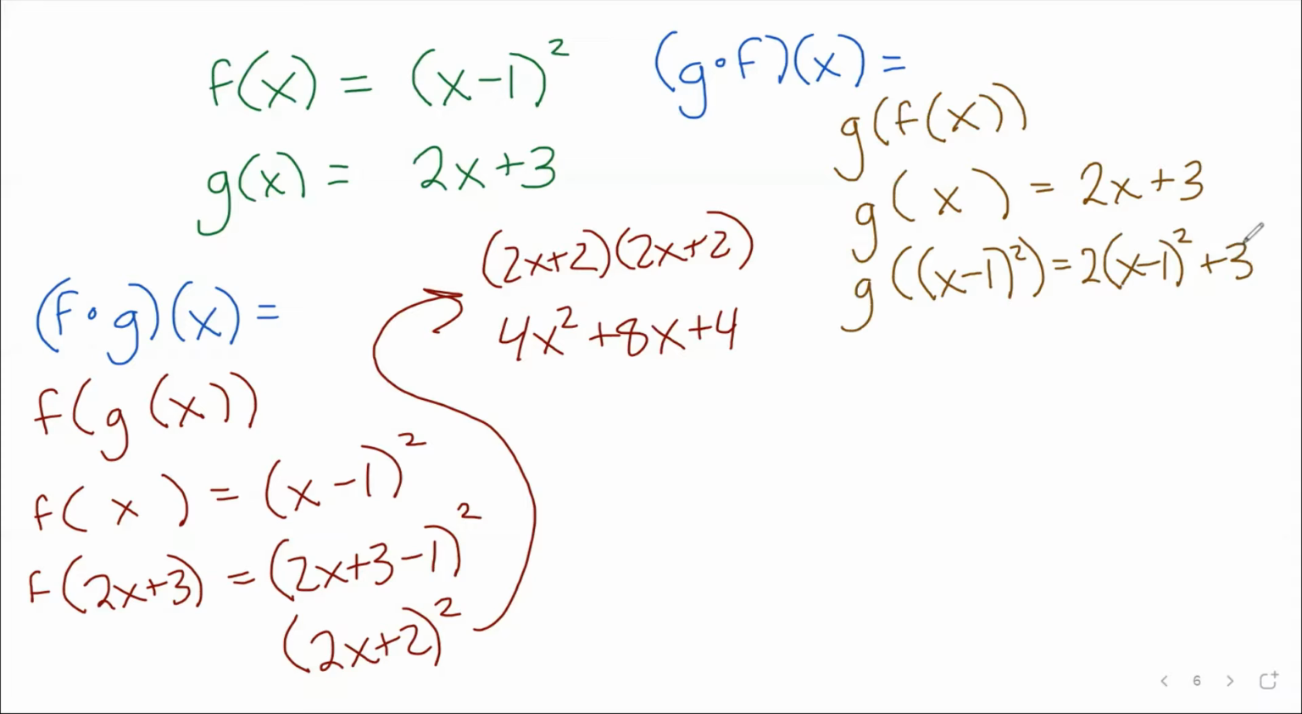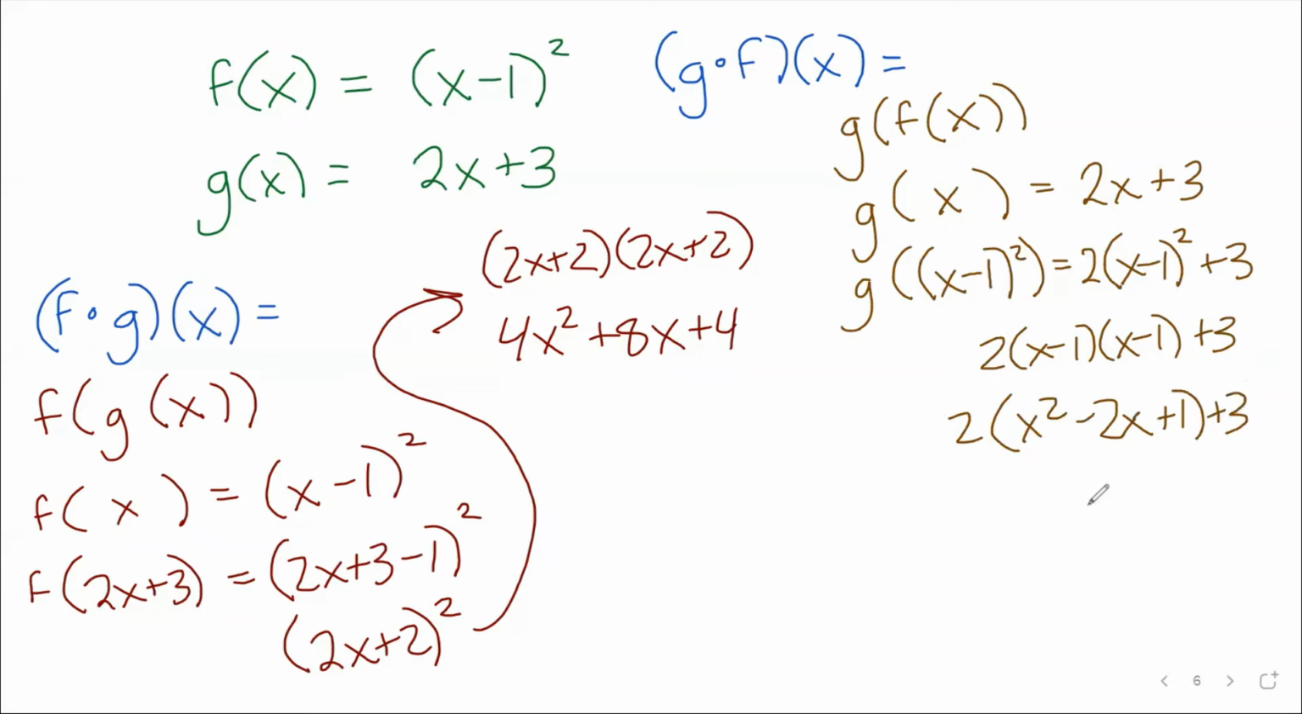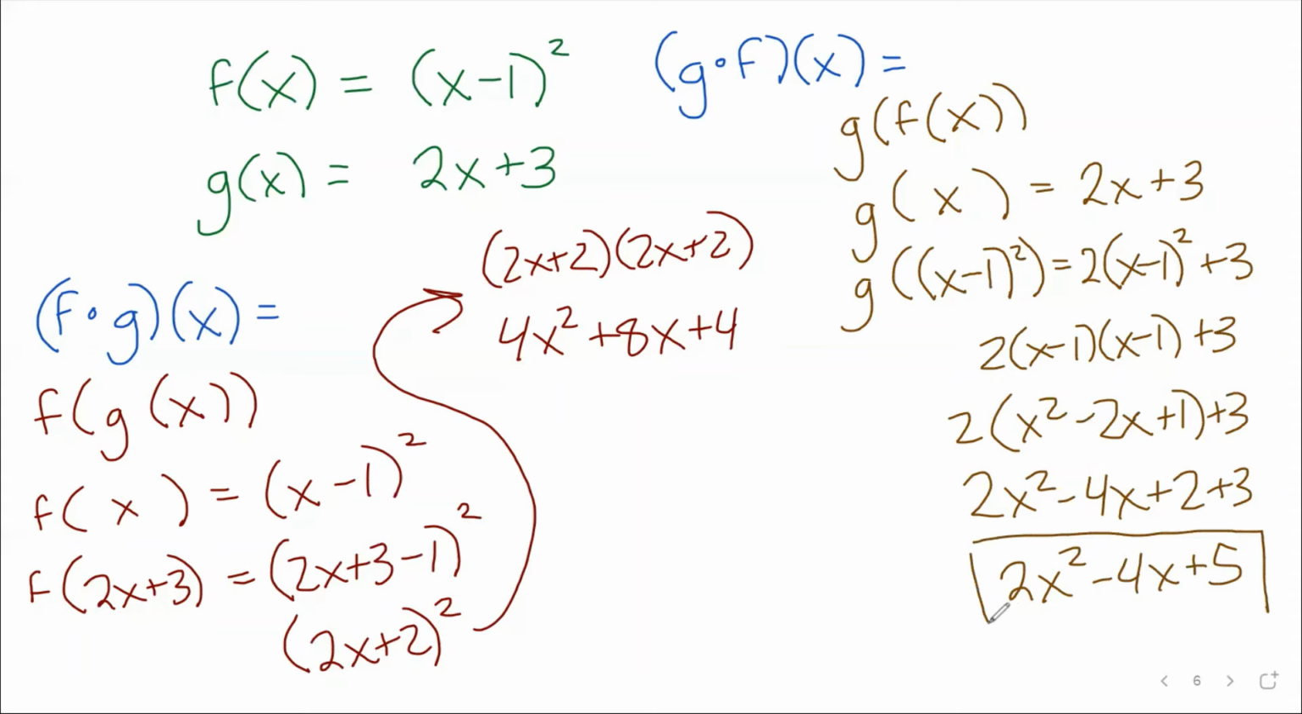plus 3. So we'll just have a little math to do here. 2, x minus 1, x minus 1, plus 3. All right, x squared minus x is minus 2x, minus 1 is minus 1 is plus 1. We're getting there. 2x squared minus 4x plus 2 plus 3. Okay, finally, 2x squared minus 4x plus 5. So that is our final result.